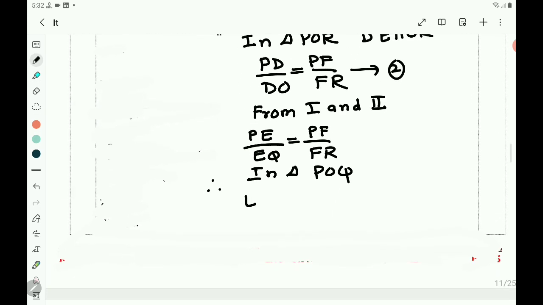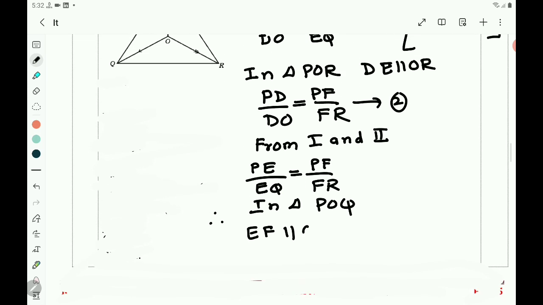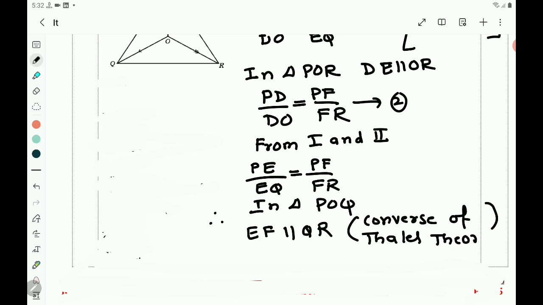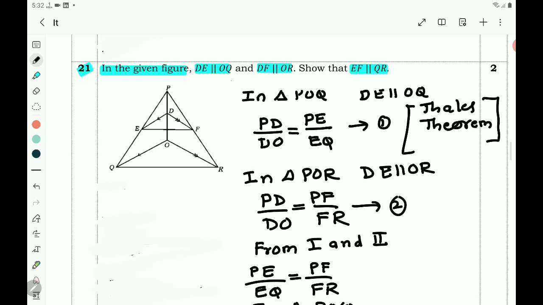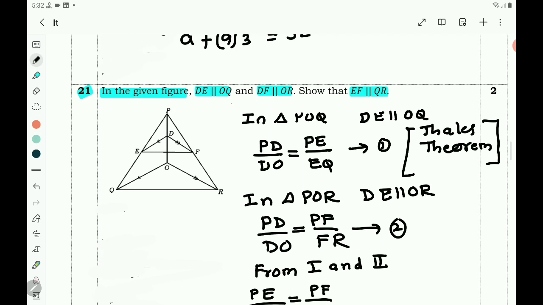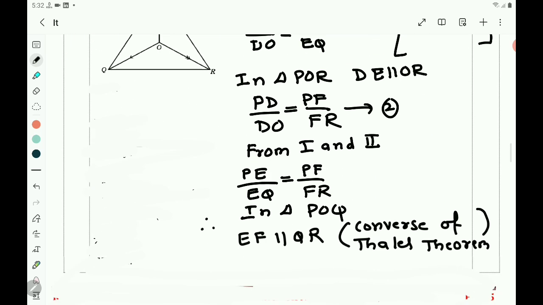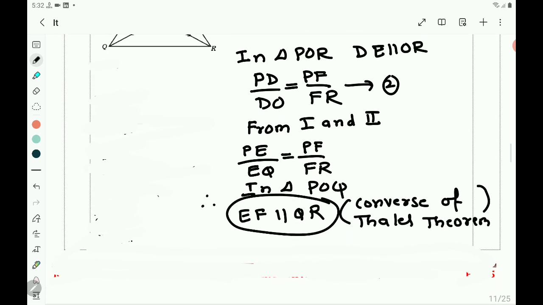Therefore, EF parallel to QR. EF parallel to QR according to what? Converse of Thales theorem. So, in the question, what you have to prove? EF parallel to QR. Here we got the result.